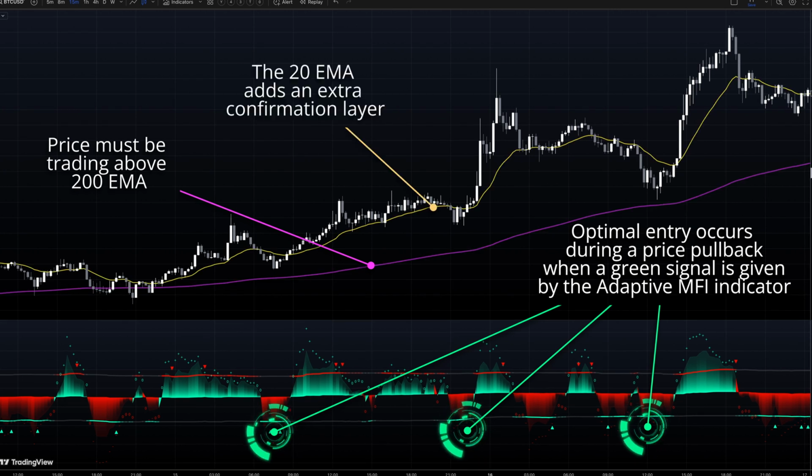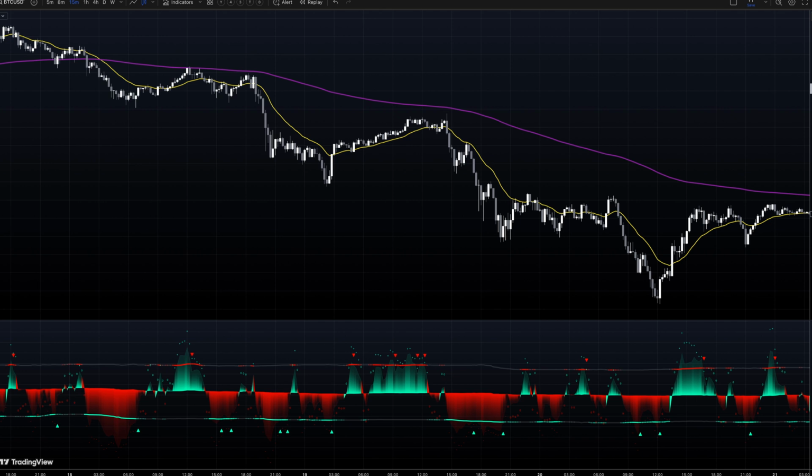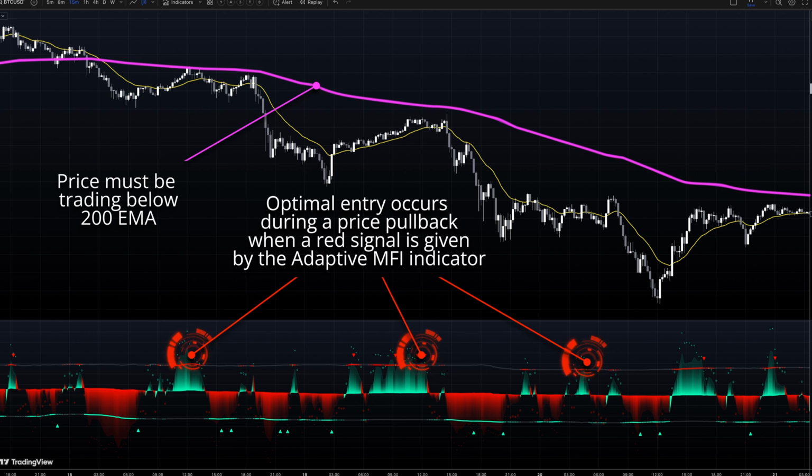You can add another layer of confirmation by checking if the price has crossed above the 20 EMA. Short trades follow the opposite setup, looking for price below the 200 EMA with the MFI showing a minus symbol or moving from neutral to minus. Enter when you see the bearish triangle signal, ideally with the price crossing under the 20 EMA.